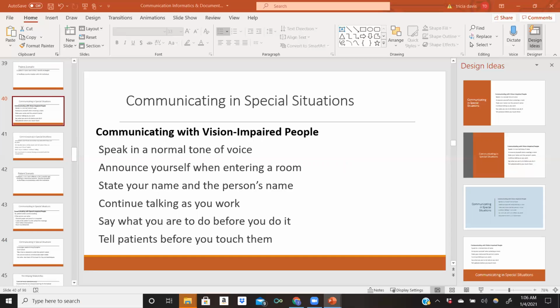And you want to continue to talk to them as you're working, because when things get quiet, for people who can see, they know what you're doing, but patients who are vision impaired, they don't know what you're doing, and that can be a little scary or alarming for them. You want to make sure this applies to patients that are vision impaired and patients that are not.